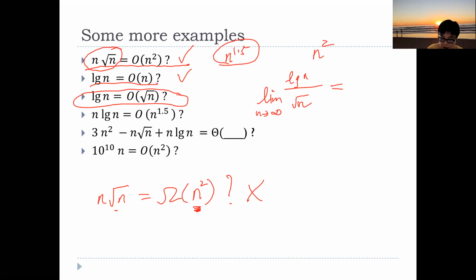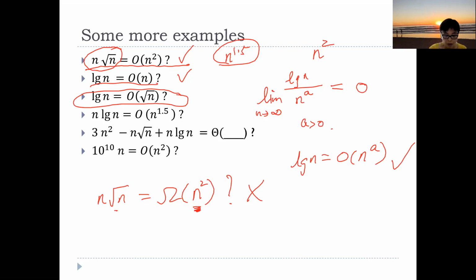Let me actually erase this here. So in fact, this can be any polynomial function n to the power a for a bigger than 0. So a logarithmic function divided by a polynomial function, in the limit when n is very large, always goes to 0. Which means that log n is asymptotically smaller, and this is always true.